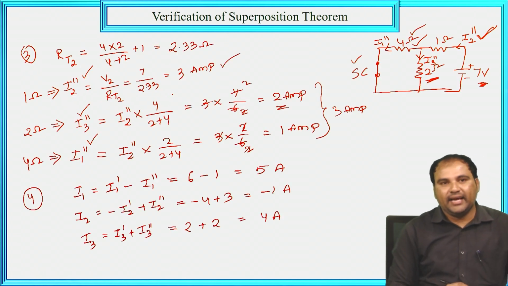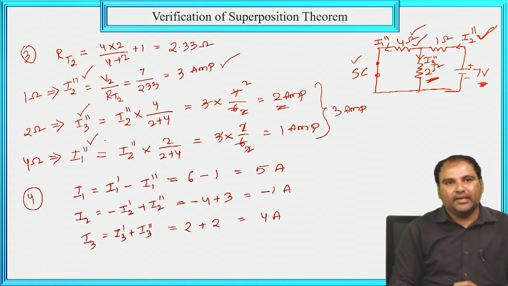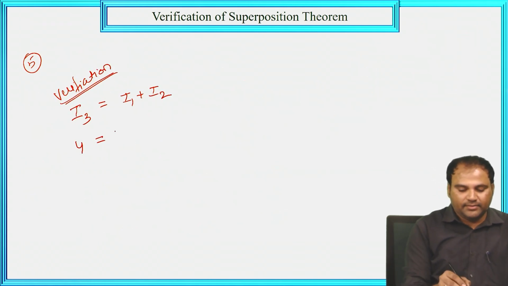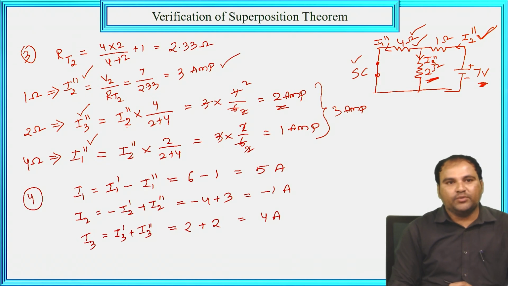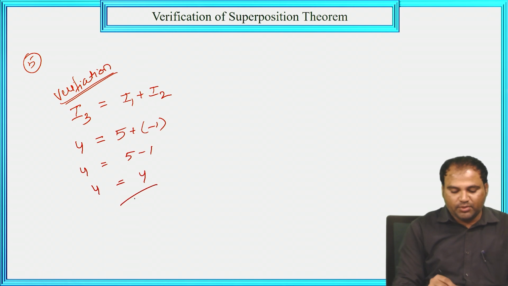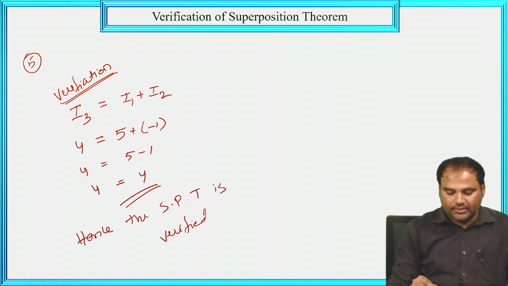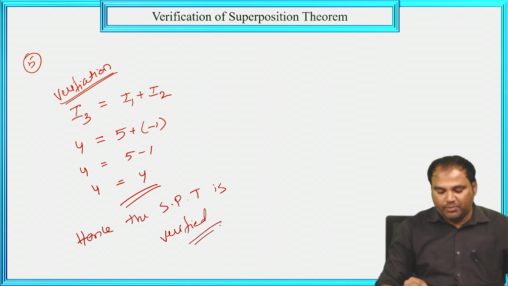Now let us take I3. What is the I3 value? I3 is 4, and what is the I1 value? 5. Next I2. I2 is minus 1, so plus into minus 1. So 4 equal to 5 minus 1, that is 4, that is equal to 4. So both are the same, means here we have to write hence the superposition theorem is verified. This is the verification of the superposition theorem.